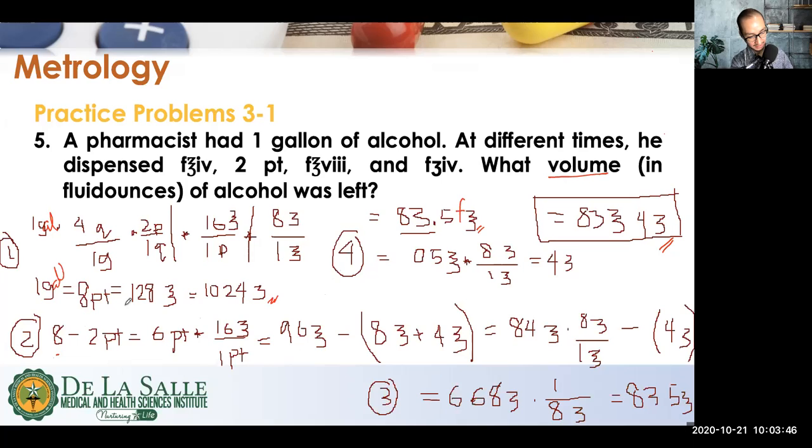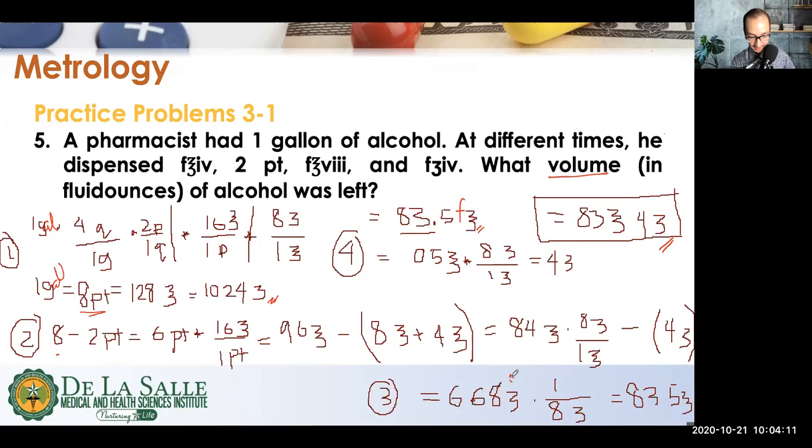Kinonvert niya into pints, okay? Ayan, so pints yon tapos ito ay pints din. I think dumaan siya sa pints and then binalik niya sa ounce and then sa kanya sinubtract, okay? Ayan, tapos nung nasa grams na siya, no? Ito na, nandito na tayo.